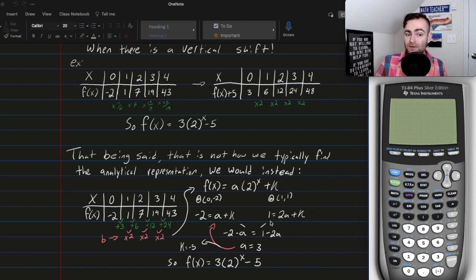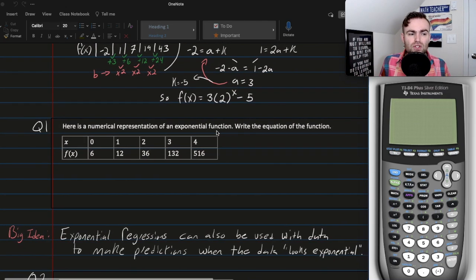I solved them both for k and set them equal to each other. Solved that and got a equals 3. From this, I was able to get that k was -5, and I get the equation f of x equals 3 times 2 to the power of x minus 5. All analytically, all without having to do any weird stuff, like know that I needed to shift it up plus 5, because I really didn't know that.